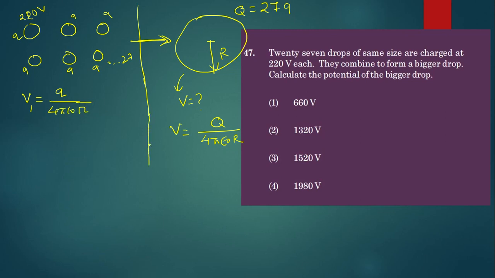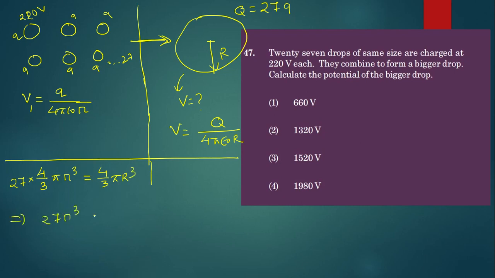Now in order to solve further, we need to know the relationship between their radii. First of all, when these drops transform into a bigger one, the volume will remain constant. The volume of each small drop will be 4 by 3 pi r cube. How many drops are there? 27. This volume should be equal to the total volume after formation of the bigger drop, which is 4 by 3 pi capital R cube. Thereby what I get is 27 r cube equals R cube. So R becomes equal to 3 times r.